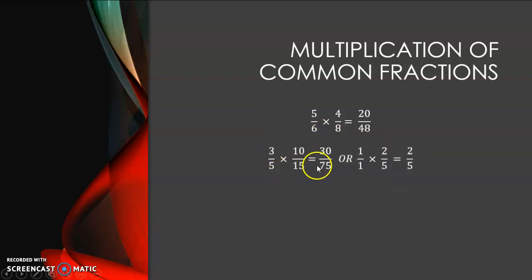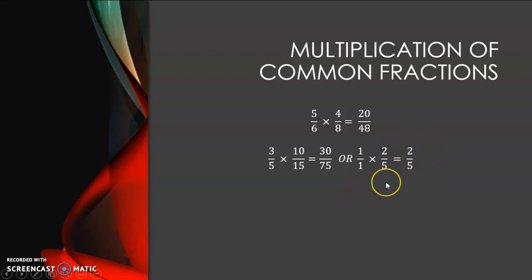3/5 times 10/15. 3 times 10 is 30. 5 times 15 is 75. Is this the simplest form? No, let's simplify. The highest common factor will be 15. 30 divided by 15 is 2. And 75 divided by 15 is 5. So my final answer is 2/5.